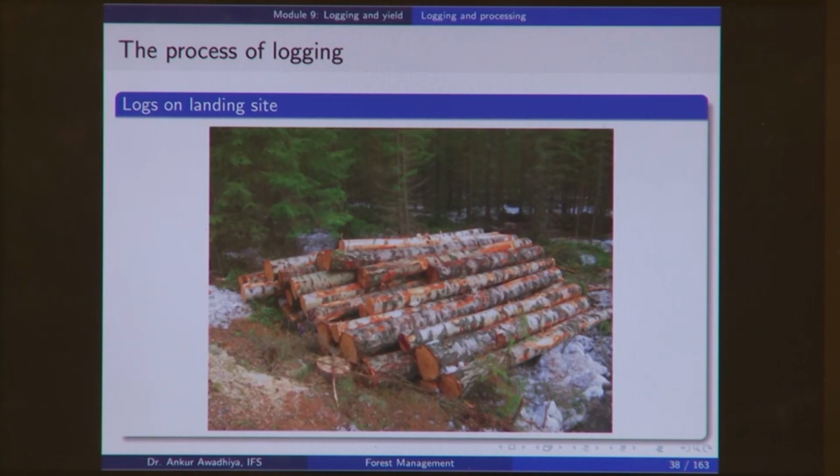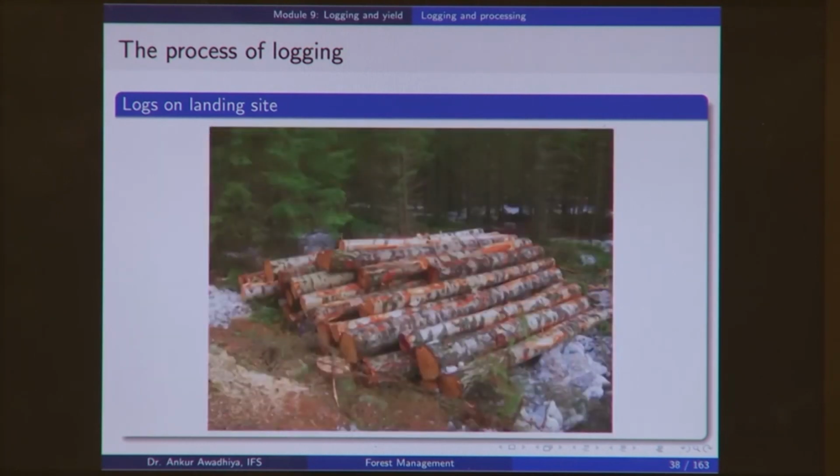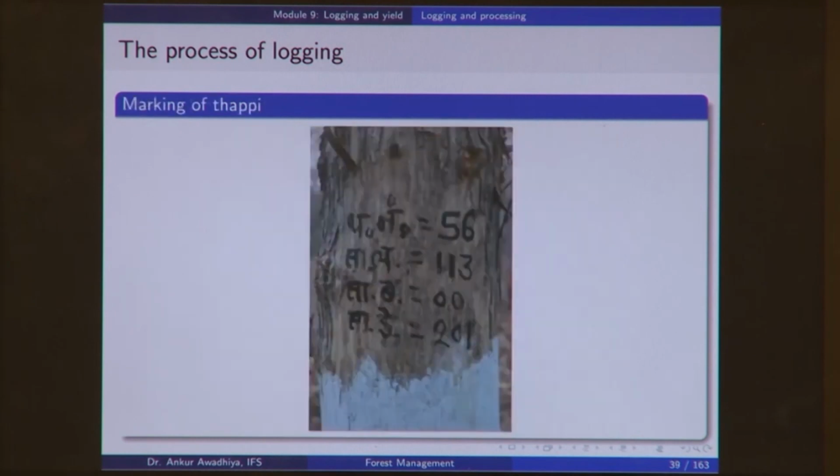So, we will have these sorts of stacking. Everywhere, like this image is from Finland, this image is from Harda, and in both these cases the process is one and the same. Now, here we are seeing a marking of this stack. This stack in Madhya Pradesh is known as a thappi. So, this record is telling you that this is thappi number 56.